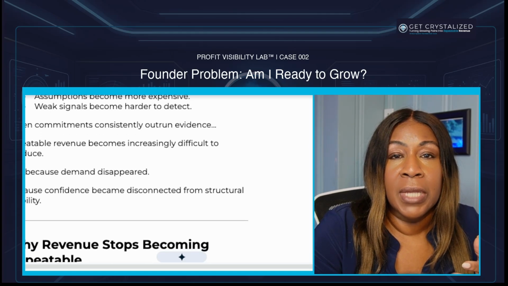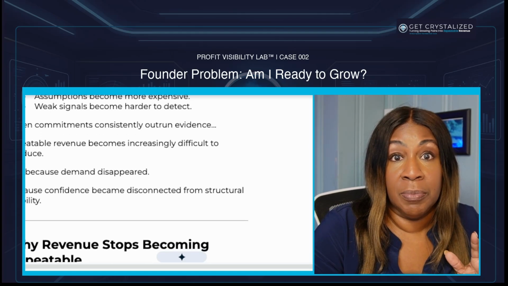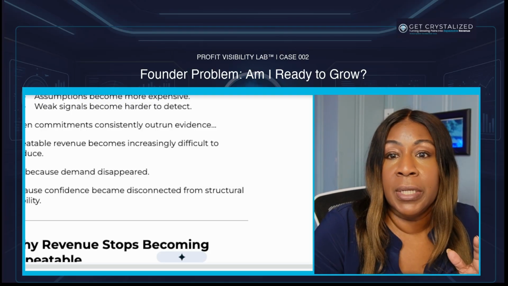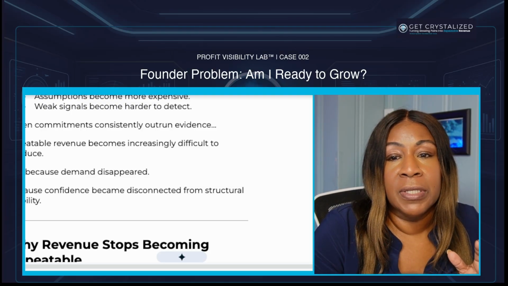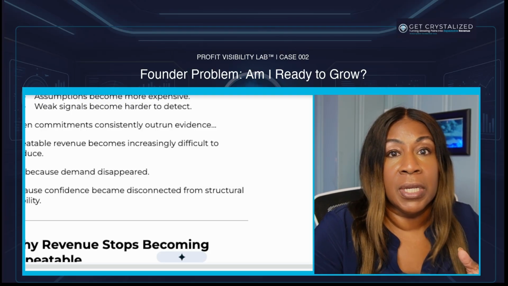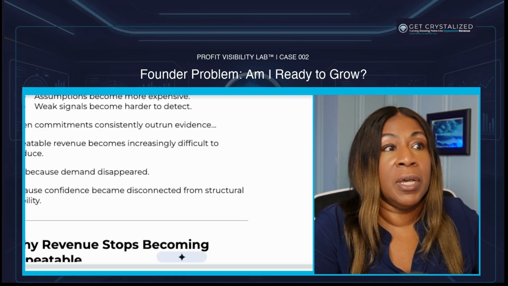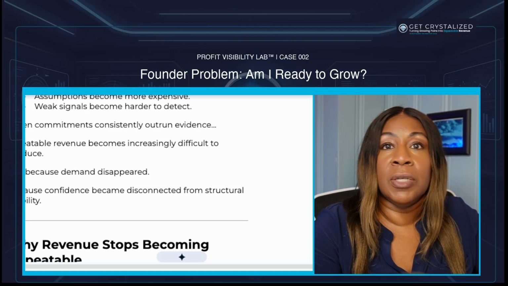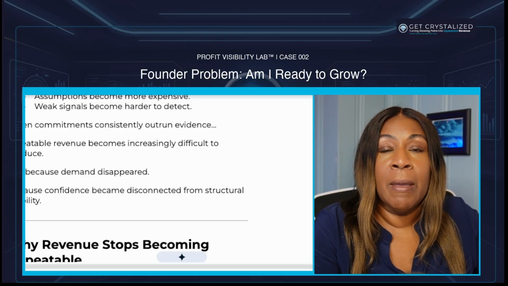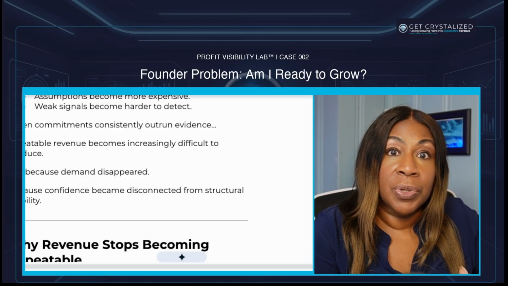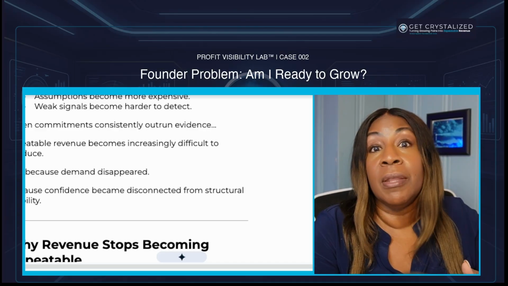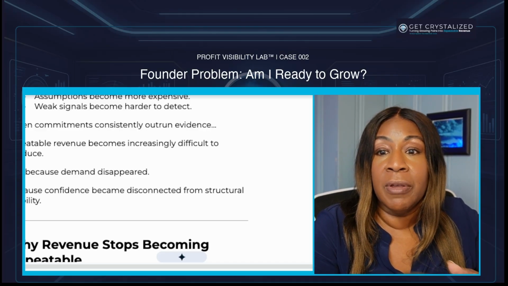And it's not because your demand disappeared necessarily. Could be, but not necessarily. It's because the confidence is disconnected from the structural visibility. I'm confident I can do it because I've done it in the past, because it's a great opportunity, because someone said they would help me, right? But not necessarily because of the structural evidence that we can see within the business. And that's what we want to evaluate.